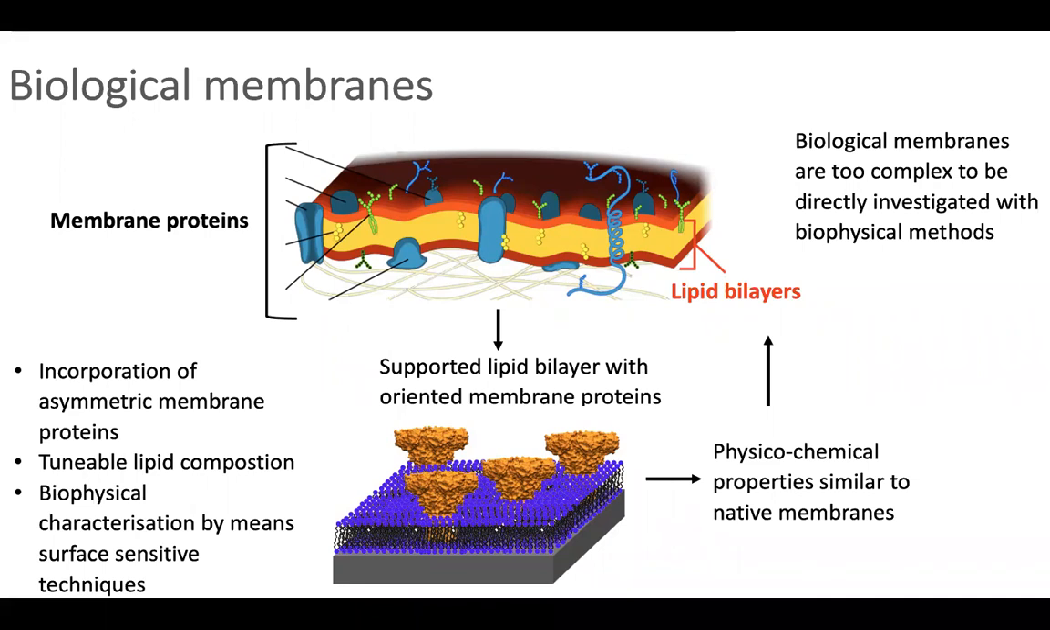A bit more appealing are supported bilayers which are not composed just of lipids, but also contain membrane proteins. And if you have a membrane protein that has an asymmetric structure, such as the one represented here in the slide with one large extramembrane domain, it is quite desirable to have all of them oriented the same way in the bilayer, so all of them exposing the extramembrane domain towards the bulk solvent.